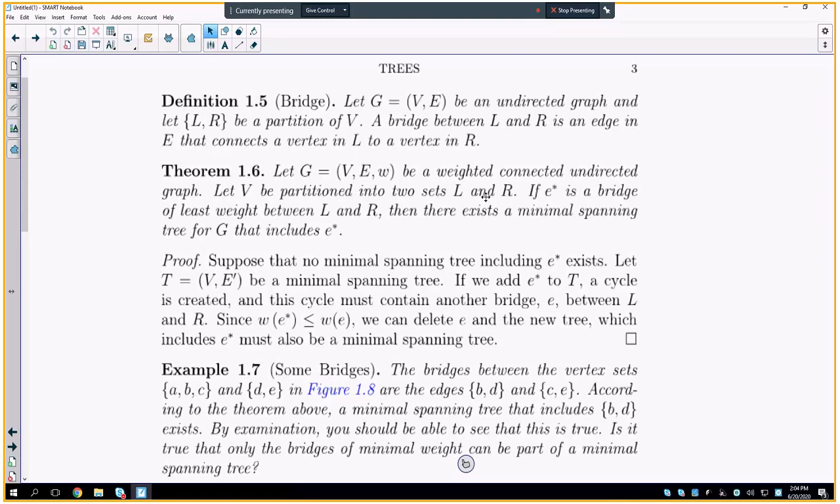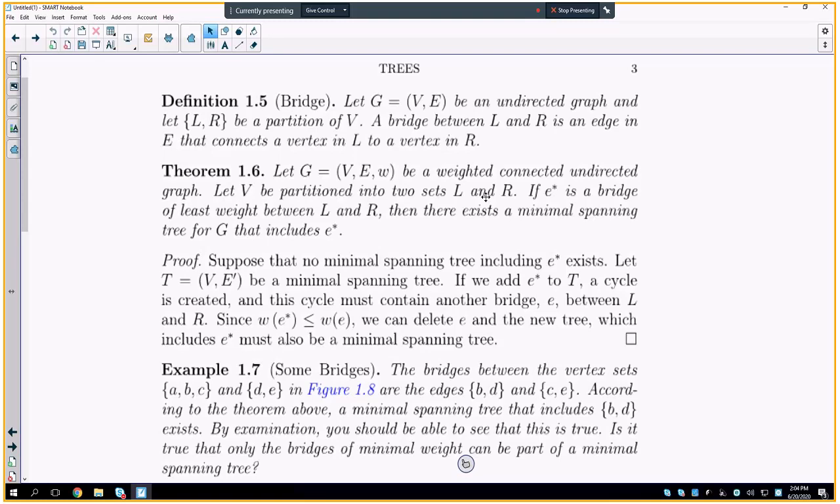So the theorem states: if G = (V, E, W) is a weighted connected undirected graph, let V be partitioned into two sets L and R. If E star is a bridge of least weight between L and R, so there could be more than one bridge, E star is the one which has the least weight, then there exists a minimal spanning tree for G that must include this edge of minimum weight.